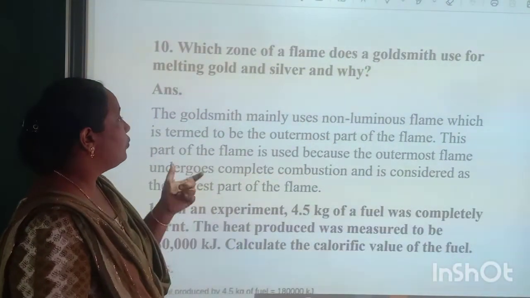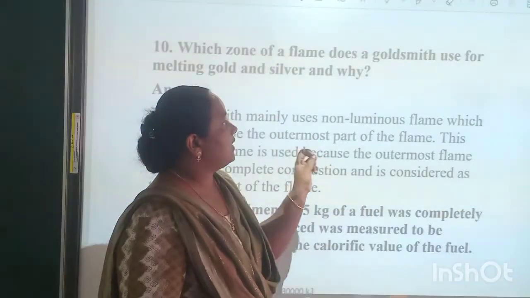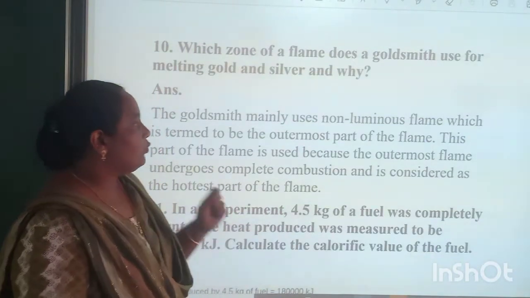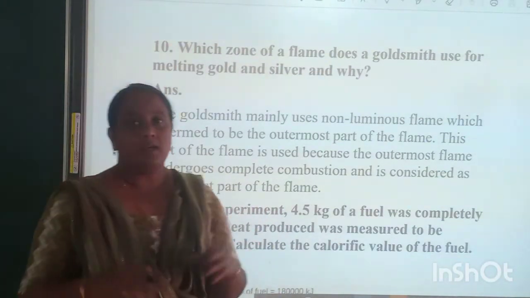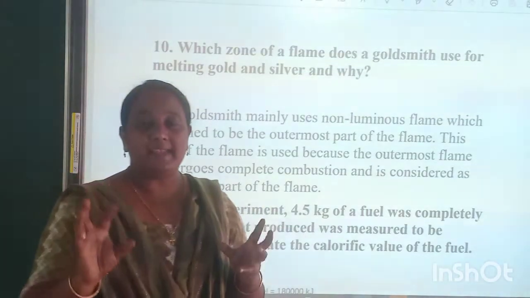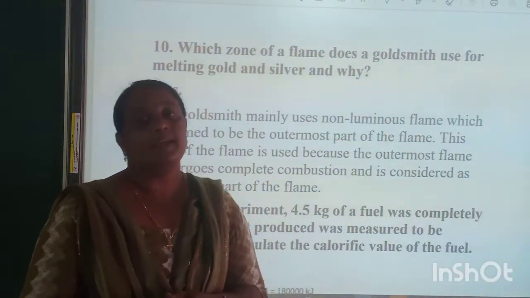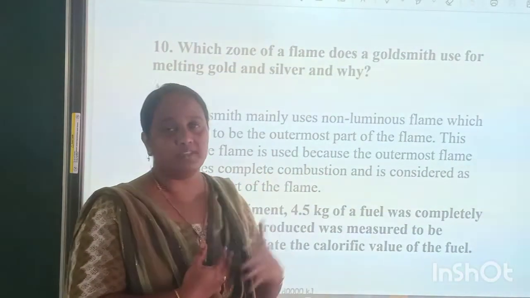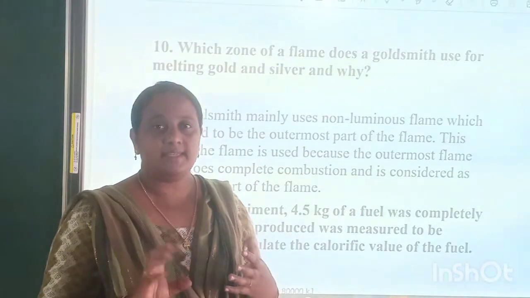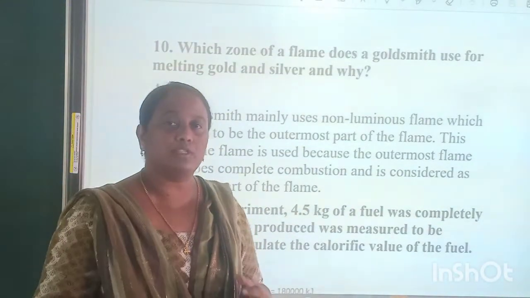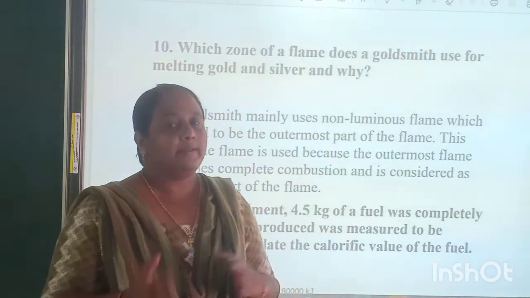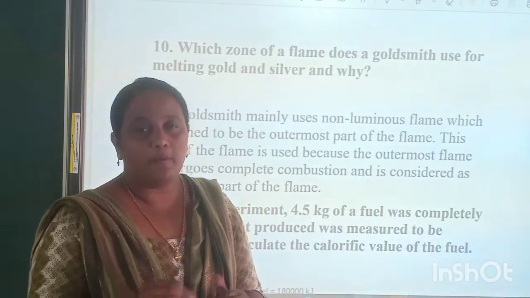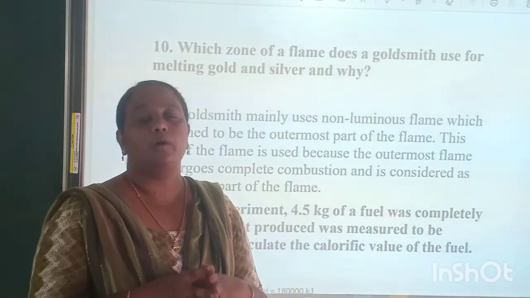Then the 10th one: which zone of a flame does a goldsmith use for melting gold and silver, and why? This is a question related to the intensity of heat of the flame, isn't it? We have studied the structure of a flame in the above question, and at that time we said that the outermost portion is the hottest portion, the middle portion is moderately hot, and the inner portion is the lowest hot portion.